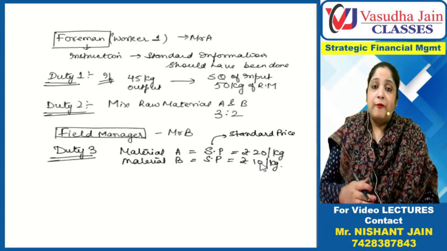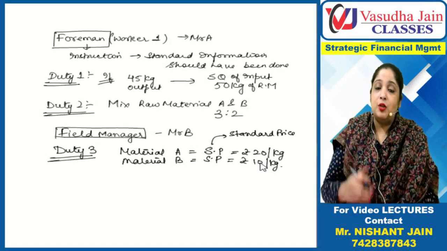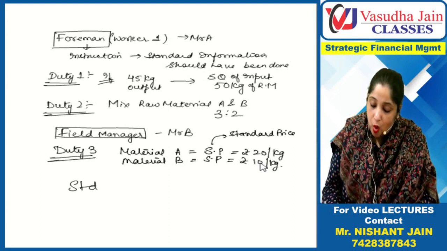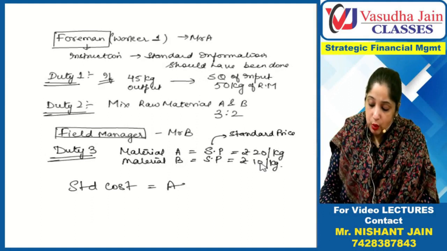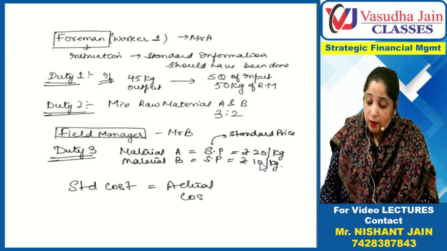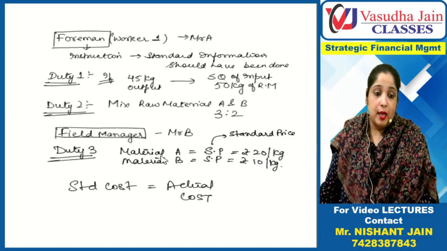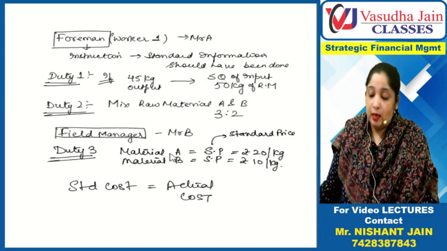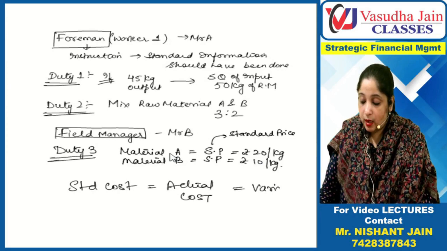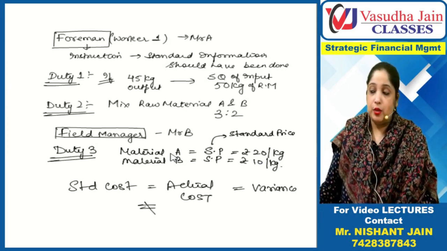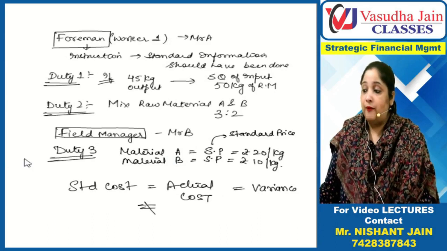If my foreman and field manager do the job exactly as told to them, then definitely standard cost will be equal to actual cost. But if, God forbid, they make some mistake in executing these instructions, then it will result in variance, because then actual cost will not match the standard cost. So let's see what they have done.